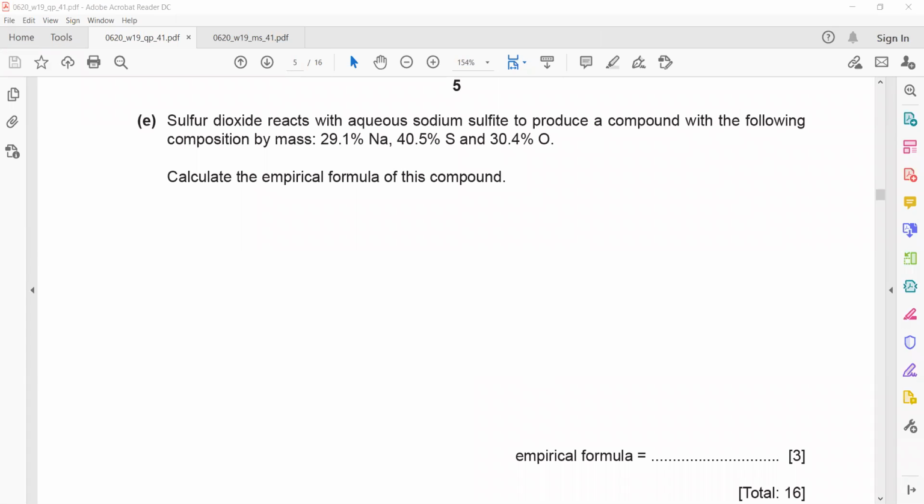In the next question, sulfur dioxide reacts with sodium sulfide to produce a compound with the following composition: 29.1% sodium, 40.5% sulfur, and 30.4% oxygen. Calculate the empirical formula. So from percentage, how can we find the empirical formula? First step, we divide by atomic mass. So we have sodium, sulfur, and oxygen. So this is 29.1 divided, and this one is 40.5 and 30.4.